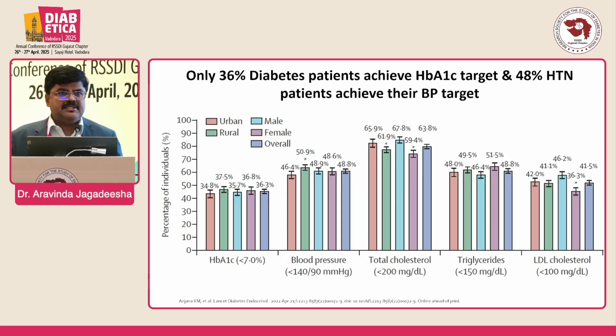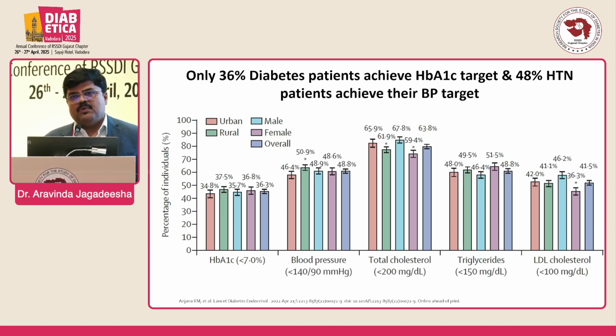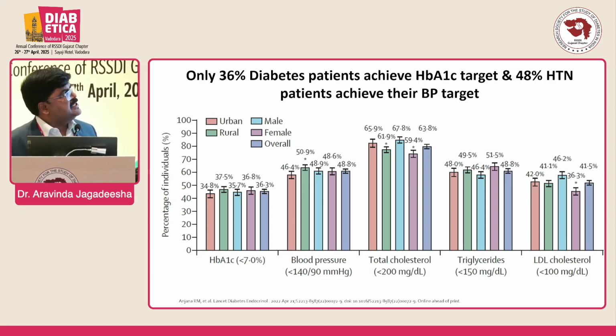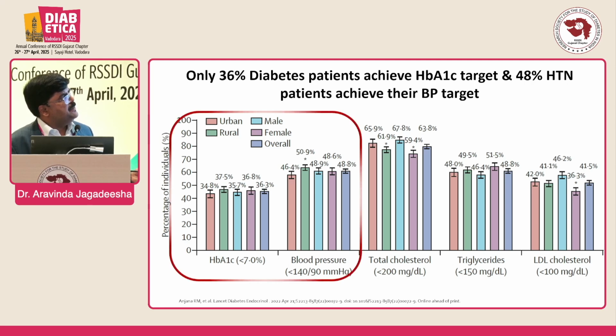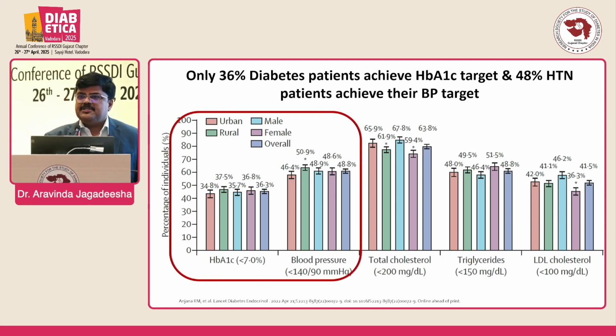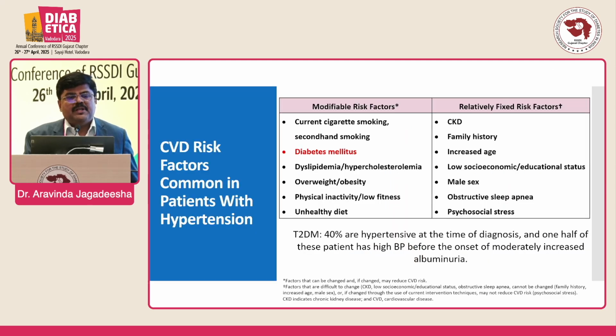After all these new molecules, new data, whatever we are discussing, it is saddening to see only 36% of the patients achieve the HbA1c target and 48% of hypertension patients achieve their BP target. You can see here. So, we need to be aggressive from the beginning, educate the patient, so that blood pressure is controlled from the beginning and blood sugar is controlled from the beginning. In the long run, they have a legacy effect and will be able to postpone or prevent morbidity and mortality.